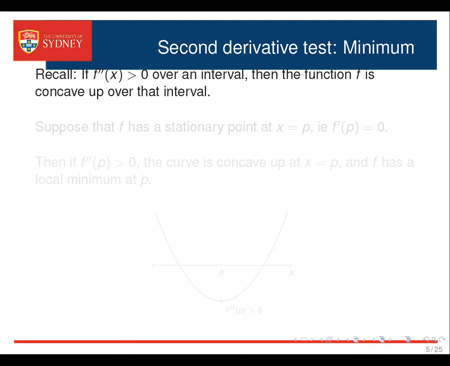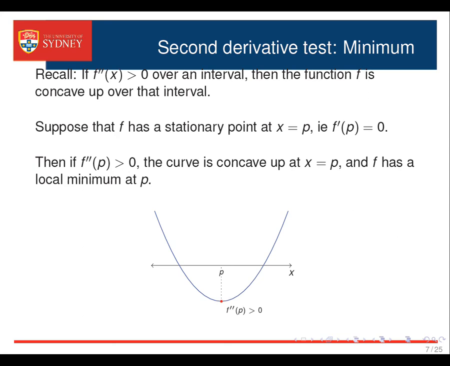Remember that if the second derivative is positive on an interval, then the function is concave up over that interval. Let's say that there is a stationary point at P. Then if the second derivative at P is positive, then the function has a local minimum at P.